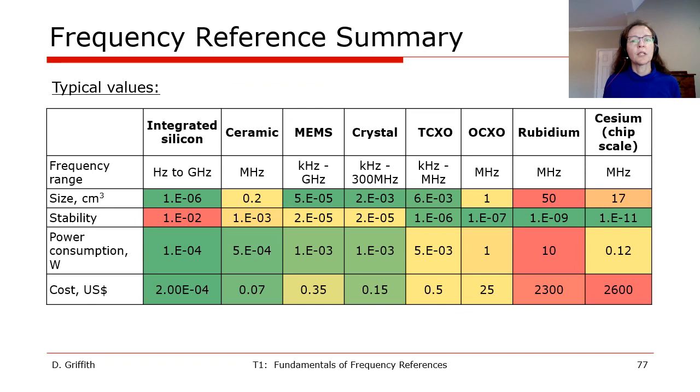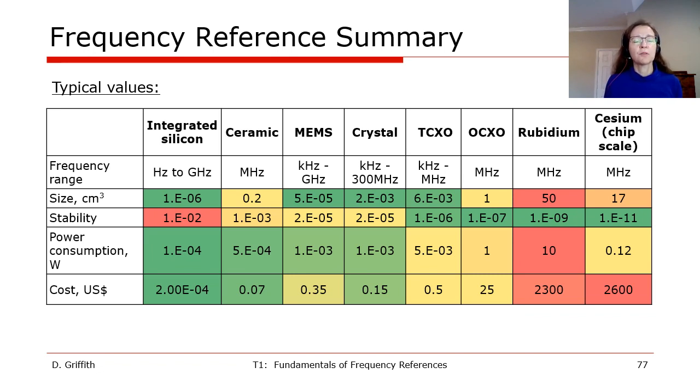This table shows the high-level comparison of the typical values from the 7 different types of frequency reference that we've discussed today, from the integrated silicon references to the atomic clocks. Each row is color-coded, with red showing the worst or highest parameter, and green showing the best or smallest parameter. In the first row, you can see that the integrated oscillators are very flexible, supporting frequencies from hertz to gigahertz, while some of the other types, those based on crystals, are more limited to their fundamental frequencies. Next, the physical size is compared, and it varies over 8 orders of magnitude.